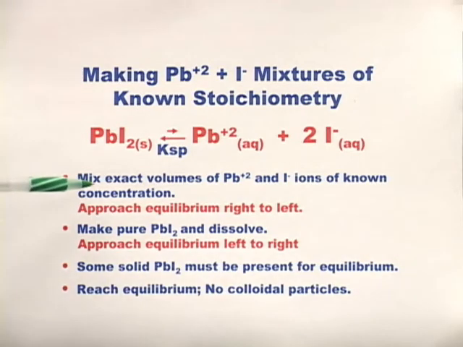We will determine KSP by making solutions in equilibrium by precipitating lead iodide, starting with solutions of lead and iodide ion of known concentrations and volumes, and also by starting with pure precipitated lead iodide and dissolving it.